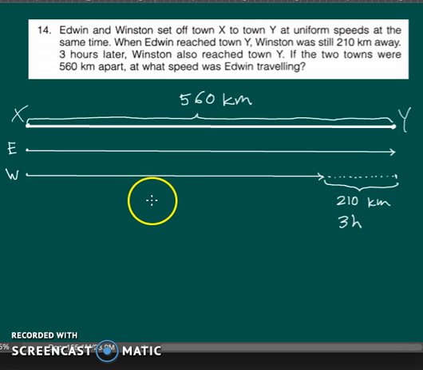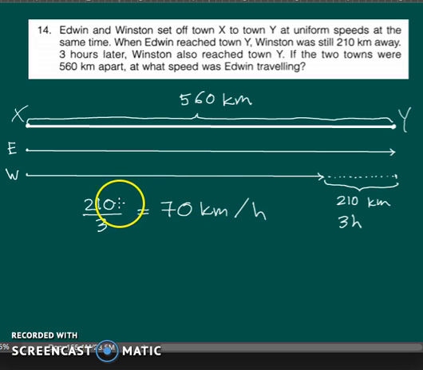3 hours. So now we can find out how fast Winston was traveling because we know that his speed didn't change the whole time. So if it took him 3 hours to drive 210 kilometers, we can divide 210 by 3, and we find that he was traveling 70 kilometers per hour. So right, 210 kilometers in 3 hours, 70 kilometers per hour. Great. What else do we know?